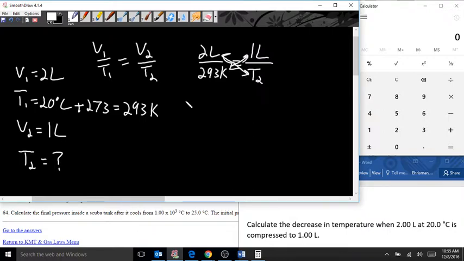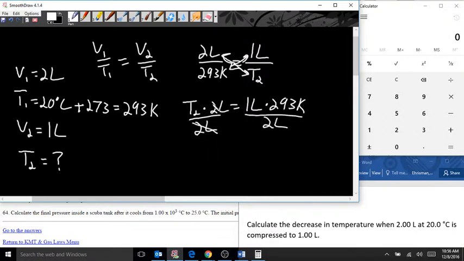So I have T2 times 2 liters equals 1 liter times 293 Kelvin. All right, now with T2 here, I can do my algebra to get it by itself. So right now I have it multiplying by 2 liters. To get it by itself, we just need to do the opposite, which is divide by 2 liters. And what you do to one side, you do to the other. I have liters on top and bottom, so those units cancel, leaving me only Kelvin, which is what my temperature is looking for anyway.